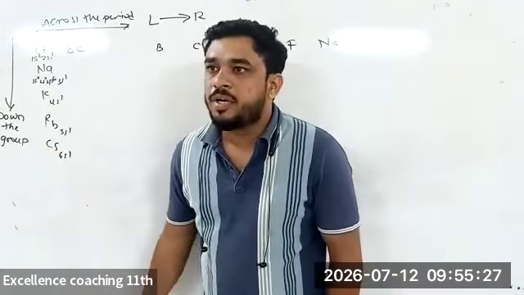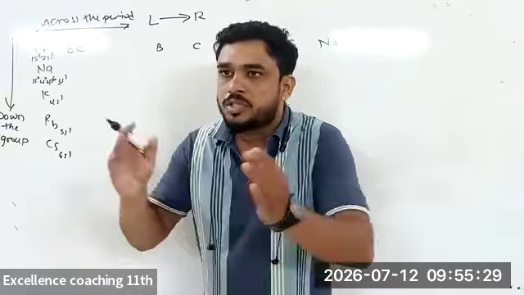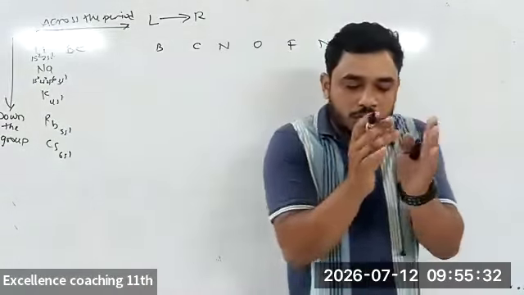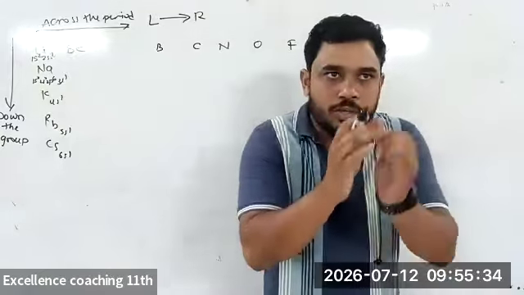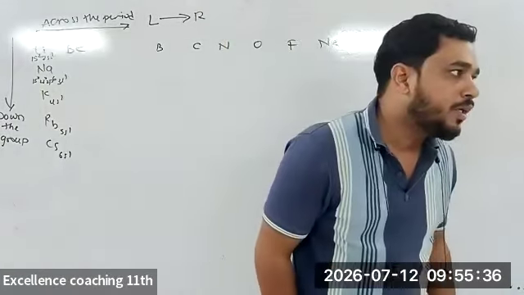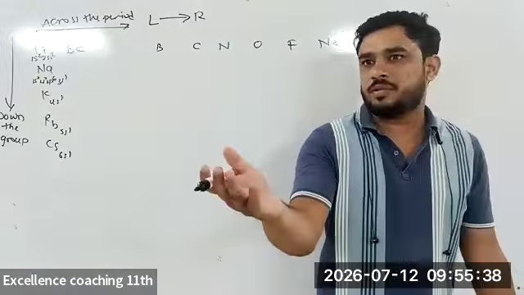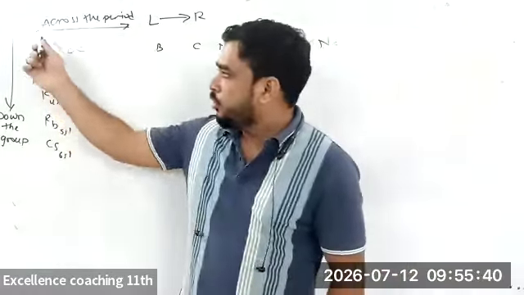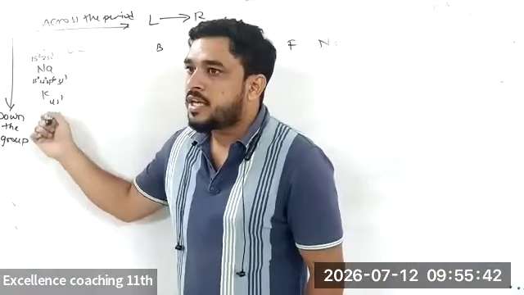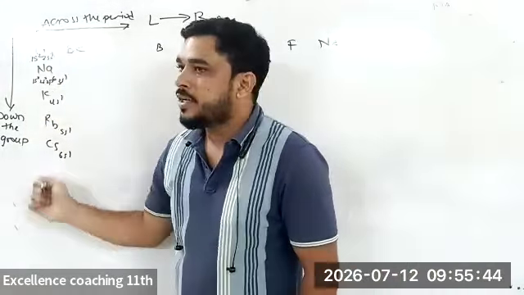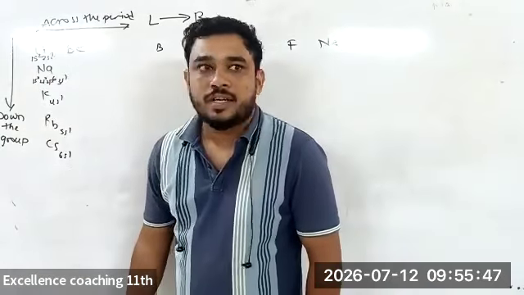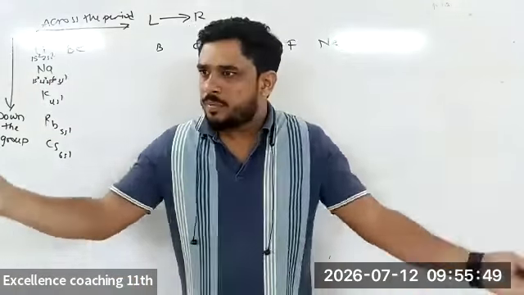Cesium, 6. Francium, 7. So what happens to the number of shells? They are increasing. If the number of shells are increasing, what will happen to the atomic radius? Increases. Very simple. Down the group, the number of shells increases, so atomic radius also increases. Clear?